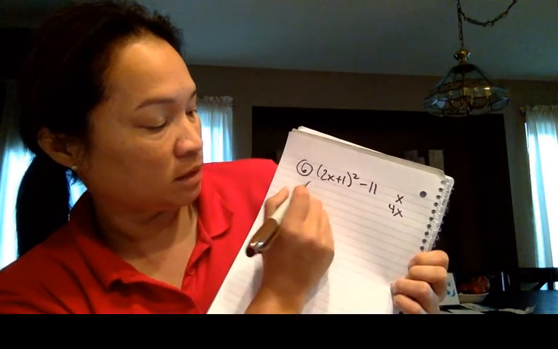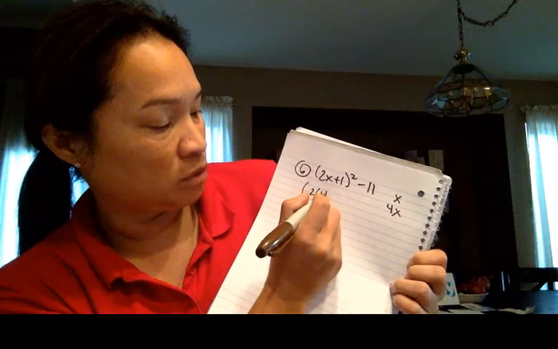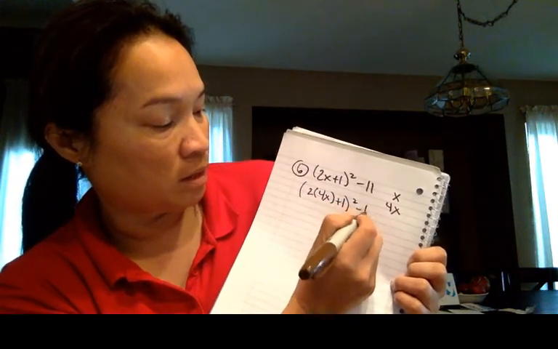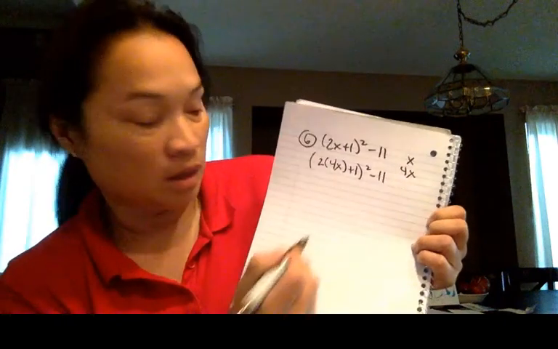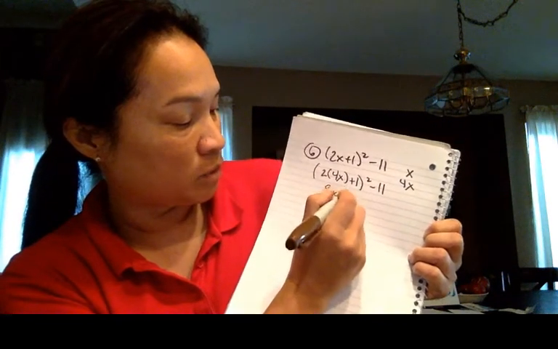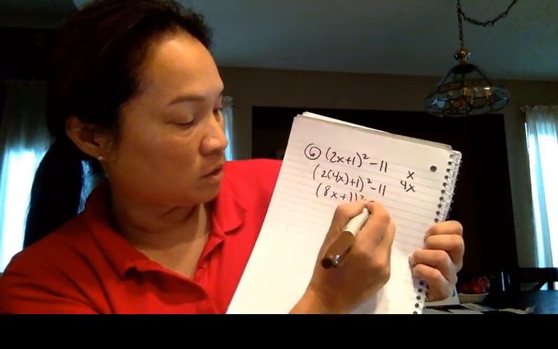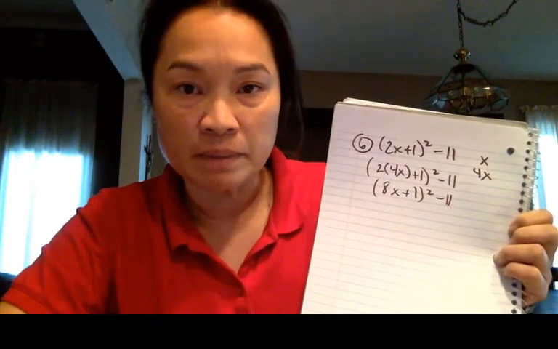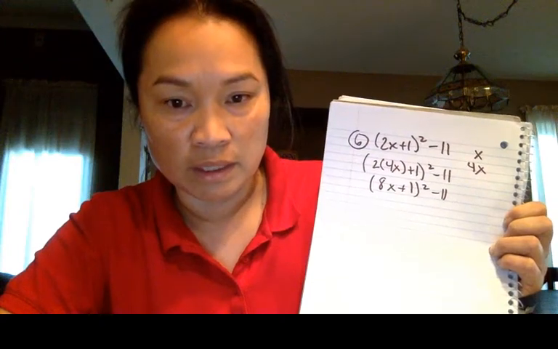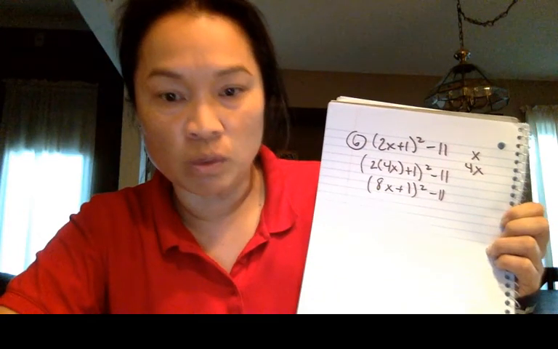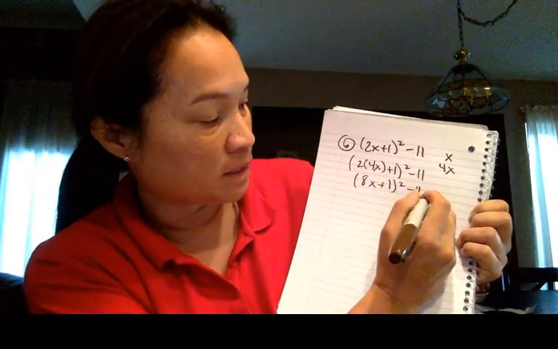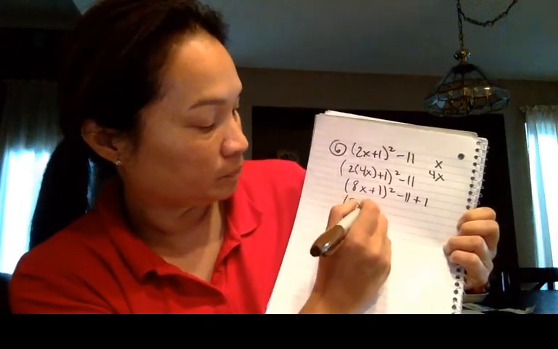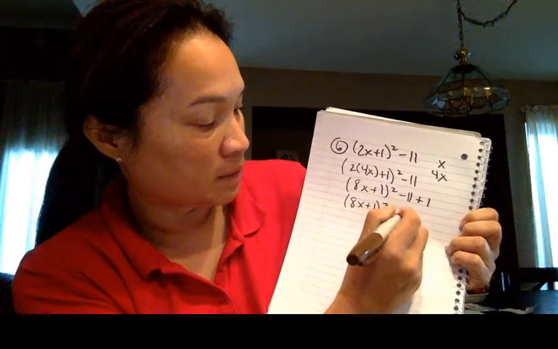So there's my x. I'm going to put 2 times 4x now, plus 1, quantity squared minus 11. I'm going to clean that up. 8x plus 1, quantity squared minus 11. Okay, that's the first step. The second step, I think that one's the easy one. It says 1 unit up. So 1 unit up means that I'm going to add 1 here. So again, we're going to clean it up. It's going to be minus 10.